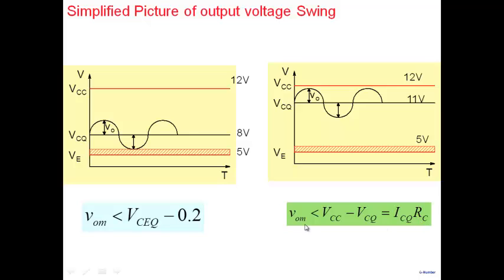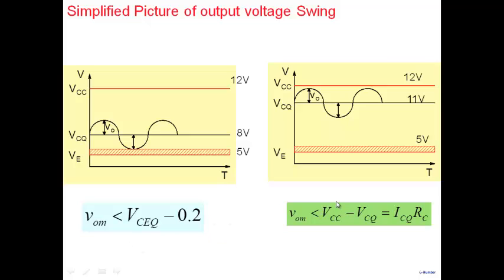Now, which one will determine my swing? Whichever one is smaller. If I bias it like this, obviously this condition will get violated earlier and my swing will be determined by this one here. If I bias it very close to my VE, this constraint will get violated and my swing will get determined by this condition here. So whichever one is smaller will determine my swing out of these 2.